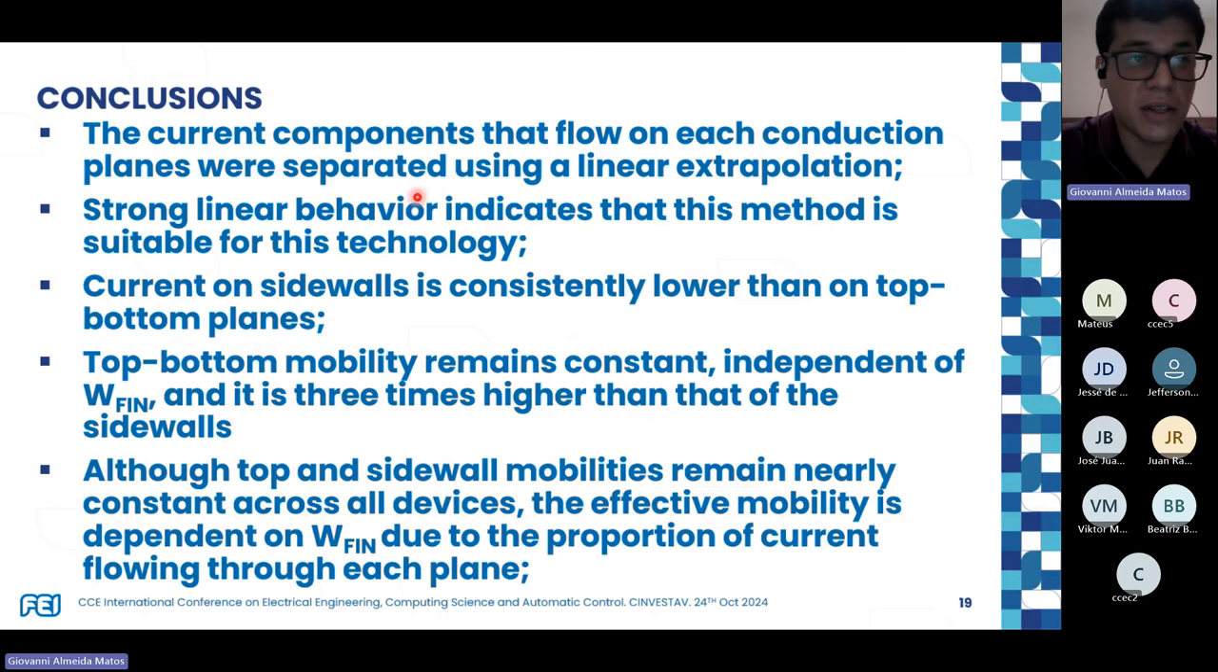The conclusions. The current components that flow on each conduction plane were separated using linear extrapolation. The strong linear behavior indicates that this method is suitable for this technology. Current on the sidewalls is consistently lower than at the top and bottom. The top and bottom mobility remains constant and independent of fin width, and it is 3 times higher than the sidewalls. Although the top and side mobility is constant, the effective mobility depends on fin width due to the proportion of the current flowing through each plane.